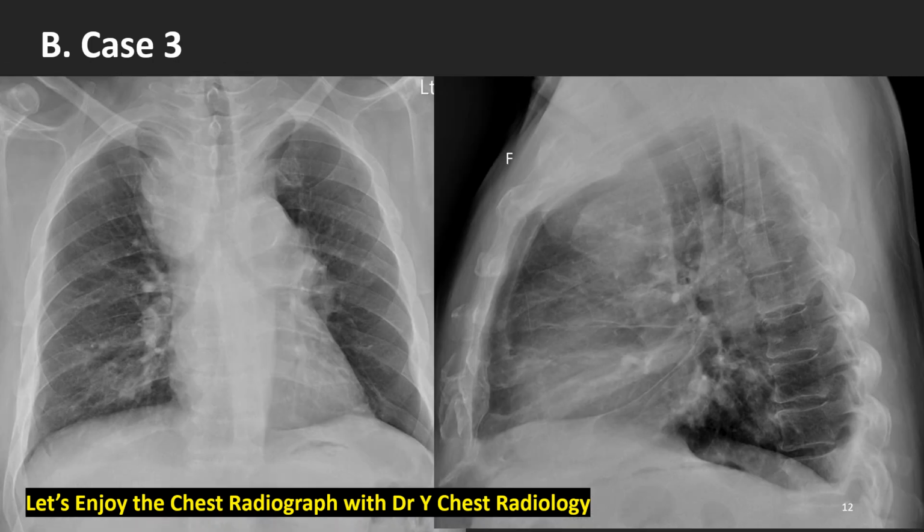What do we see with these two films? Yes, bilateral mediastinal bulging contour with widening of mediastinum, hilar enlargement, and right paratracheal stripe obliteration.